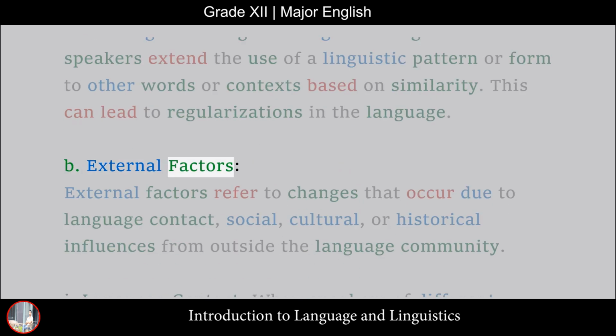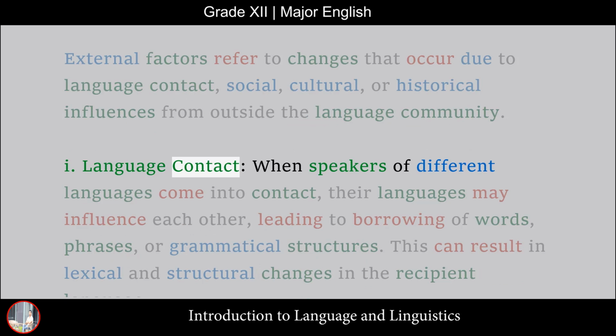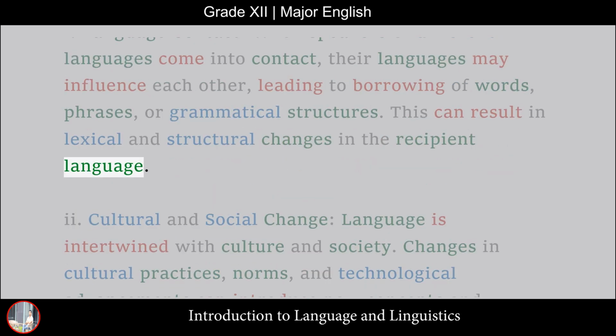B. External factors. External factors refer to changes that occur due to language contact, social, cultural, or historical influences from outside the language community. 1. Language contact. When speakers of different languages come into contact, their languages may influence each other, leading to borrowing of words, phrases, or grammatical structures. This can result in lexical and structural changes in the recipient language.